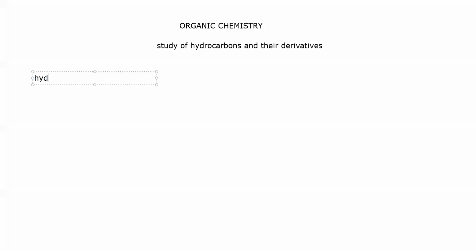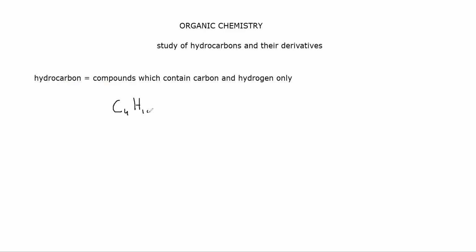So first, the definition of hydrocarbon. The definition of hydrocarbon is compounds which contain carbon and hydrogen only. So those compounds which have carbon and hydrogen, we call them hydrocarbon. Example, if I write C4H10, this is a hydrocarbon. Why? Because this compound has carbon and hydrogen only. Another compound, I write C2H4. This is also a hydrocarbon because it contains carbon and hydrogen.